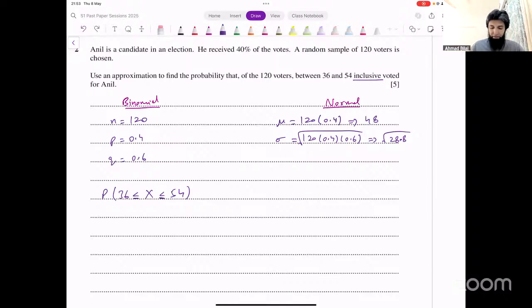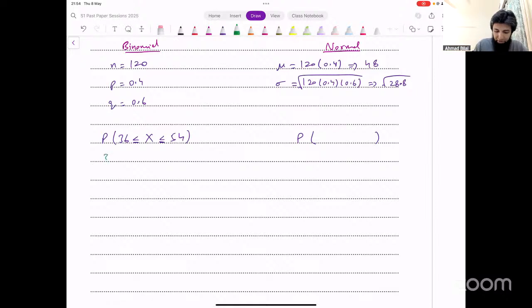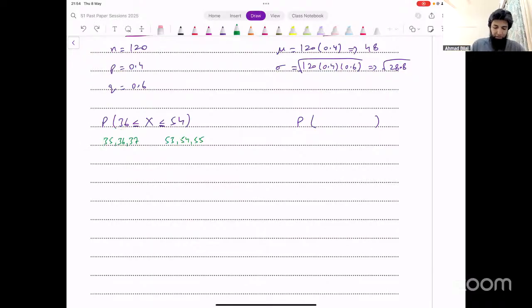X is between 36 and 54, right? How do you do continuity correction here now? Write down these numbers: 35, 36, 37. With 54 as well, you've got three numbers that you have to consider: 53, 54, and 55. Now think about this. Is 35 included? Is 35 in this interval? It's not. 36? Yes. 37? Yes. This is where the decision is changing, between 35 and 36, so we would have 35.5 here.